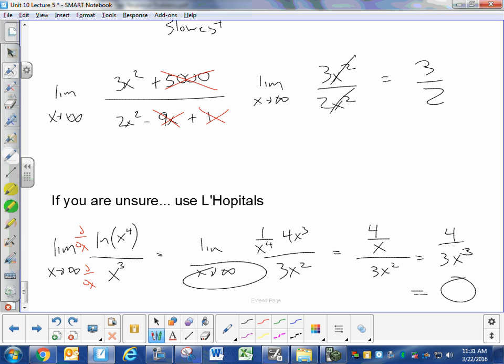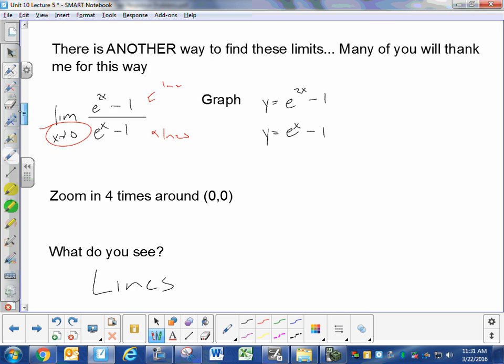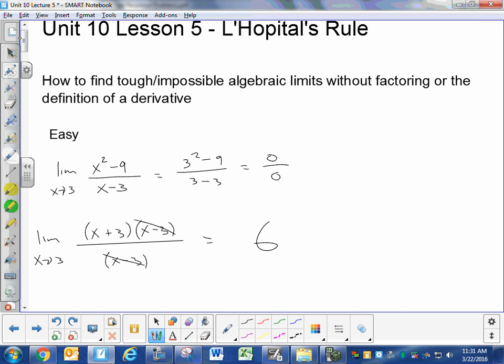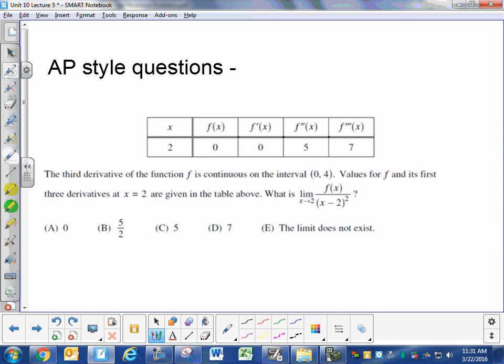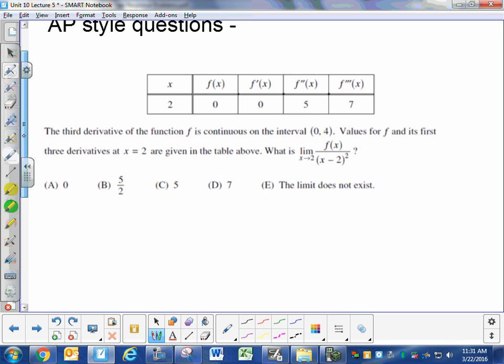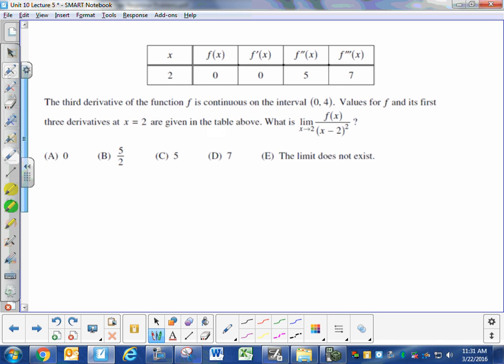Okay, now, those are going to help you for certain limits. There are some questions on the AP exam, the BC exam for all you BC exam takers, that you have to know L'Hopital's rule for, and you can't use algebraic methods like we did up here. Here's an example of one. Okay, this is an AP question from a previous year. Let's do this question. Ready, set, go.